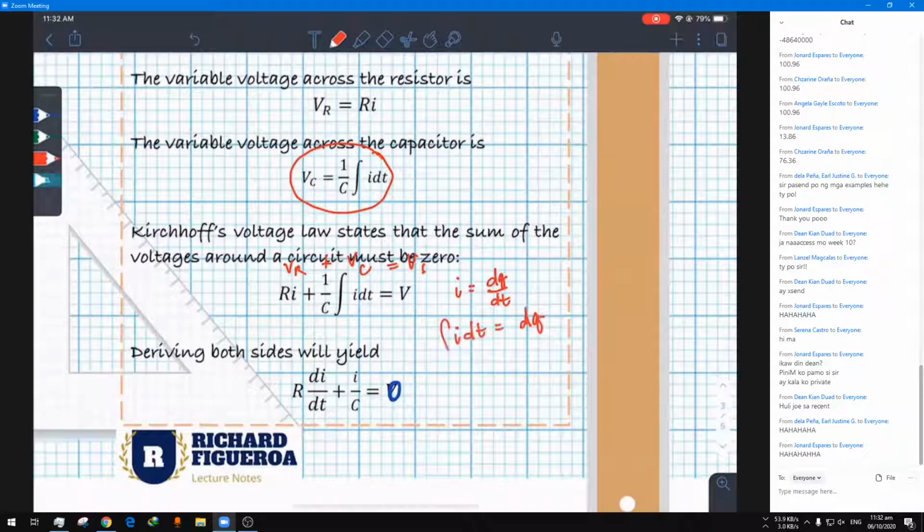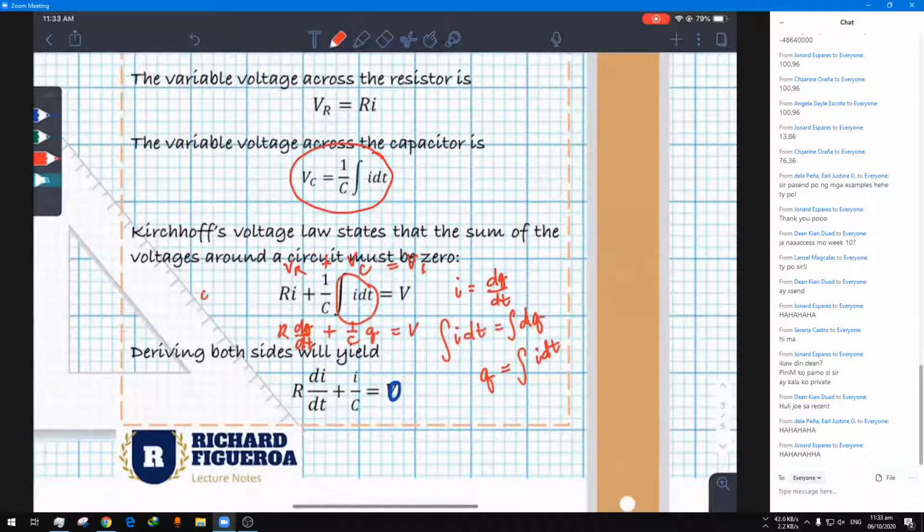So kung magsi-separable equation tayo, I dt is equals to dq. So integrate mo siya both sides. So magkakaroon ka ng integral ng dq would be q, times the integral of I dt. So ngayon, kung i-substitute mo to, this one, the integral of I dt, that is q. So magkakaroon tayo ng R, ang I natin is dq all over dt, plus 1 over C times q is equals to V.